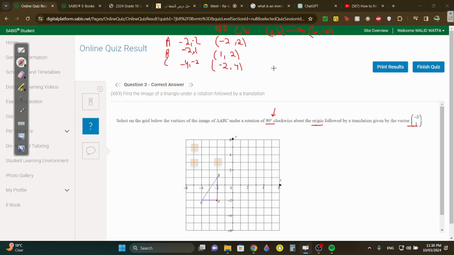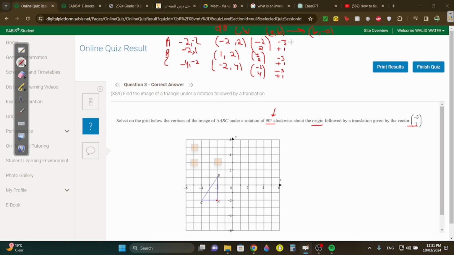Then apply the translation negative 3, 1. Apply it negative 3, 1. So let's write this as a vector notation. Negative 2, 2. And they want negative 3 plus 1. This is 1, 2. And this is minus 2, 4.